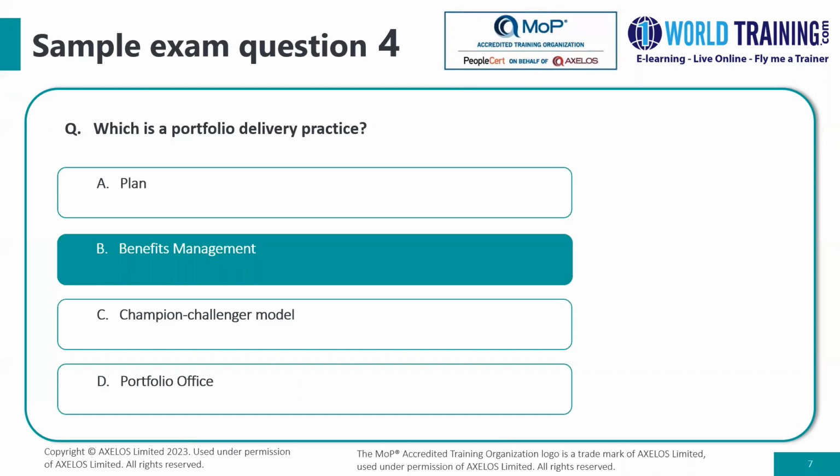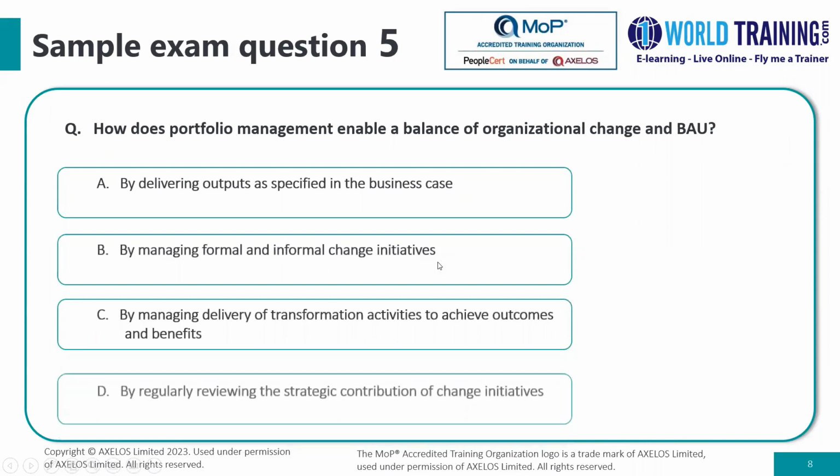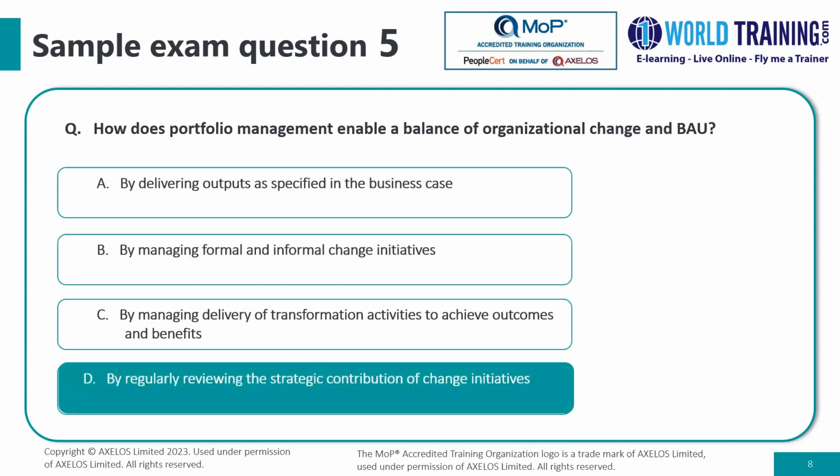On to question number 5. How does portfolio management enable a balance of organizational change and BAU? The correct answer is D, by regularly reviewing the strategic contribution of change initiatives.